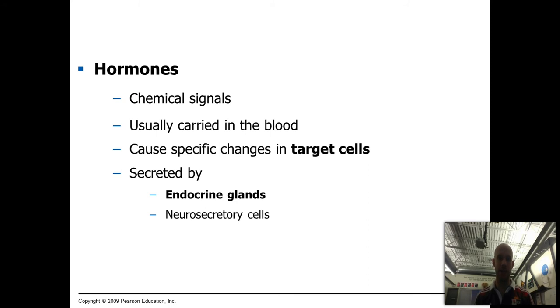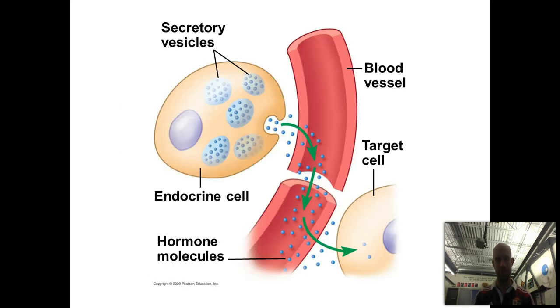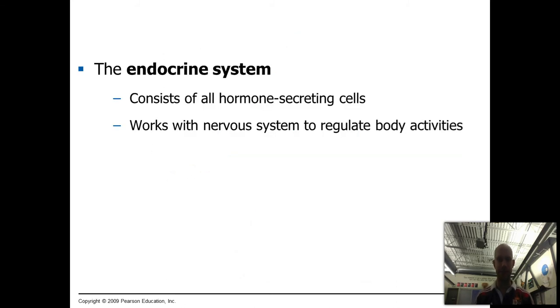I just want to quickly spiral back and talk about what hormones are and how they work. Hormones, remember, are chemical signals in the blood, normally, and they target cells in the body and cause changes in them. They're secreted by the endocrine system, and they can be secreted by neurosecretory cells, but we won't be talking about that. So the endocrine cells release these hormones, typically into the blood. They pass through the body, going everywhere in the body, to target cells.